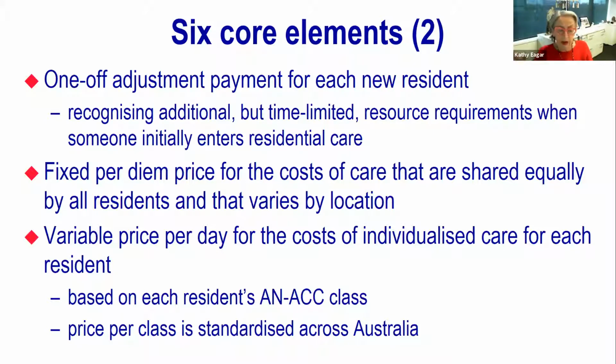We did discover that there is a very large proportion of time in aged care where the costs are fixed. So every home in the country has already got a night staff rostered on for tonight. And that is the case irrespective of the individual needs of the residents tonight. And so we've got a funding model that's got two components. One is a fixed per diem price, a fixed per day cost for the costs of care that everybody gets an equal benefit from. And they do vary a lot by location. And then the second is an individualised variable payment per day based on one of 13 classes, and that payment is standard across Australia.